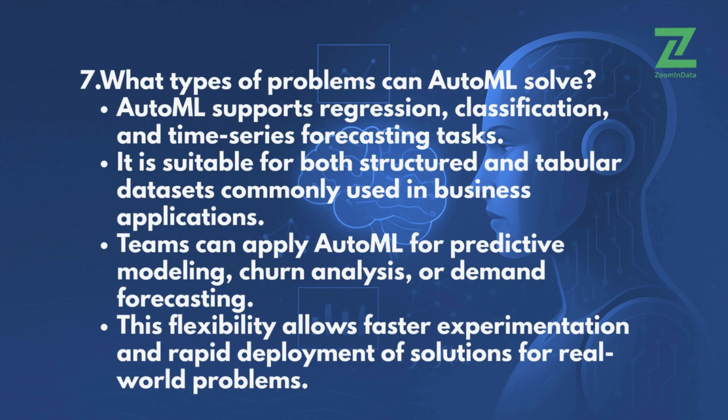What types of problems can AutoML solve? AutoML supports regression, classification, and time series forecasting tasks. It is suitable for both structured and tabular datasets commonly used in business applications. Teams can apply AutoML for predictive modeling, churn analysis, or demand forecasting. This flexibility allows faster experimentation and rapid deployment of solutions for real-world problems.